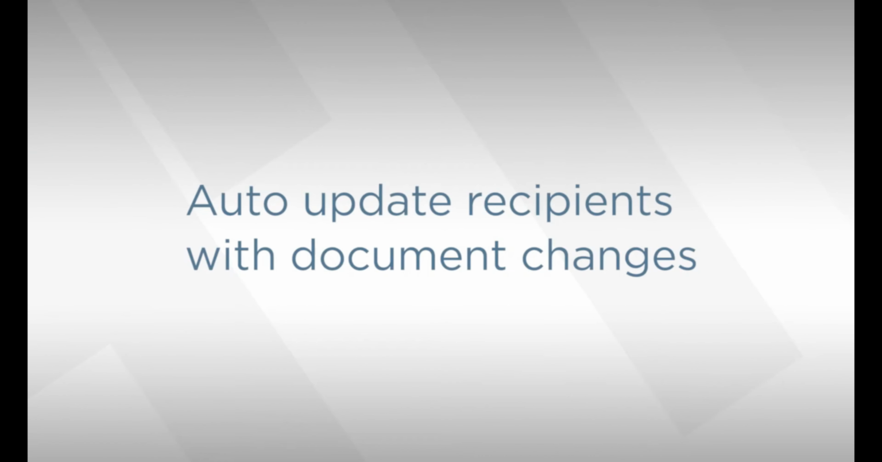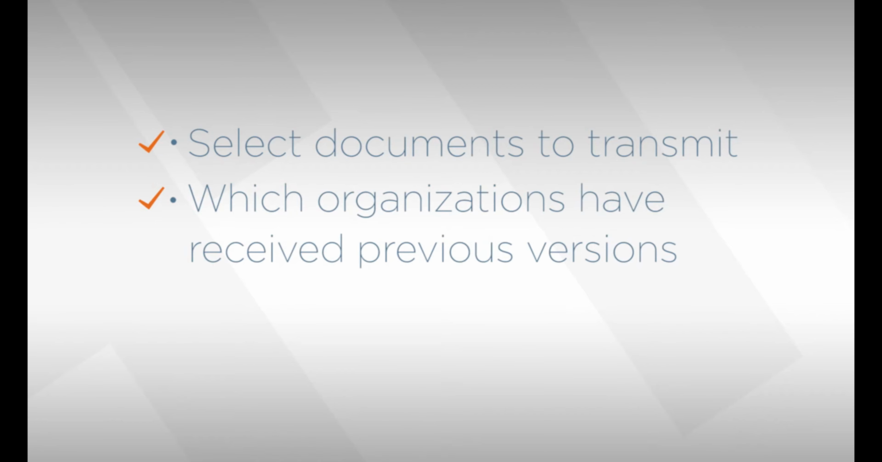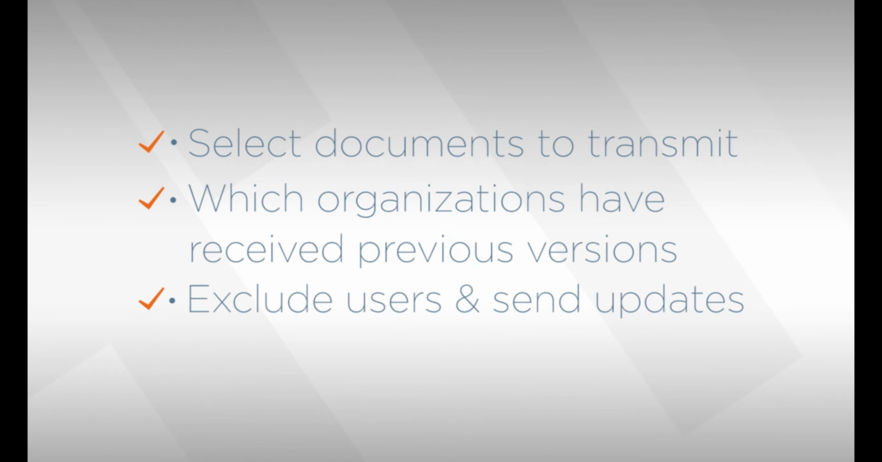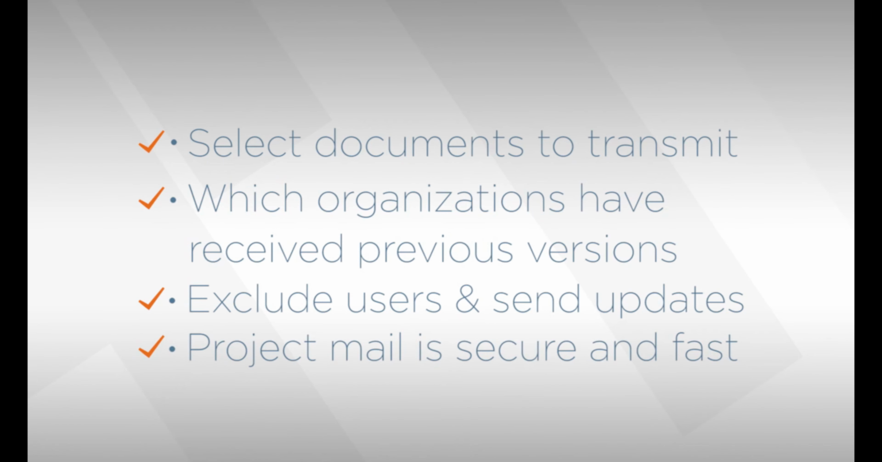I hope you're now confident with creating an automatic update transmittal. You know how to select the documents that you want to transmit. You can view which organizations have been sent previous revisions of the documents and which revisions they've been sent. You can exclude individuals or organizations from the automatic update transmittal, and you can send the updated versions to all selected parties. Remember always, all project mail sent and received on ACONEX has secure and fast delivery.